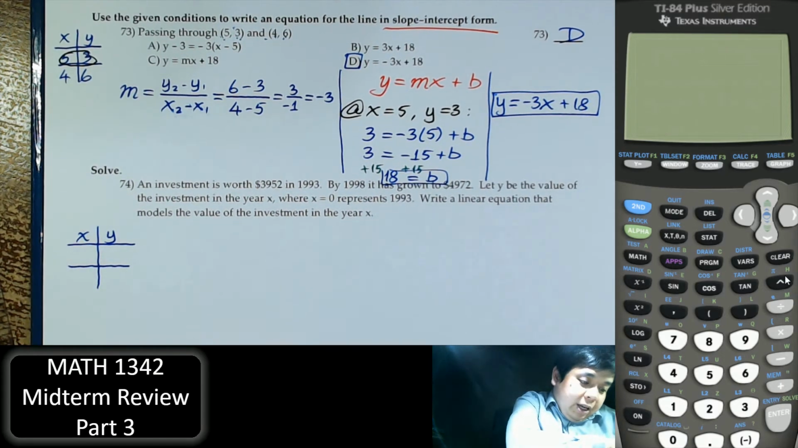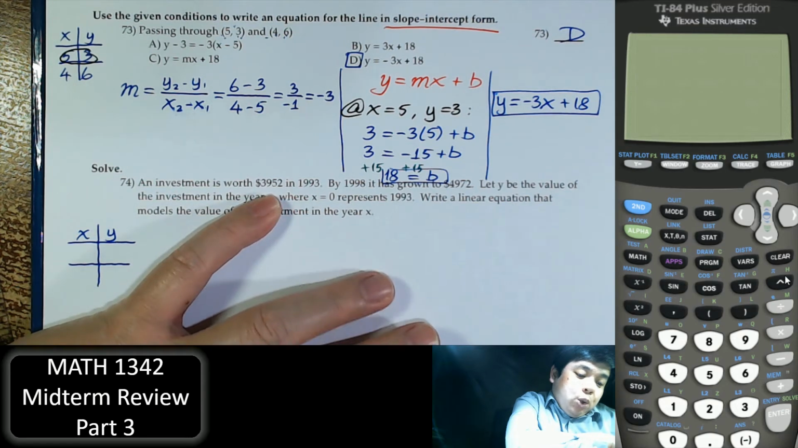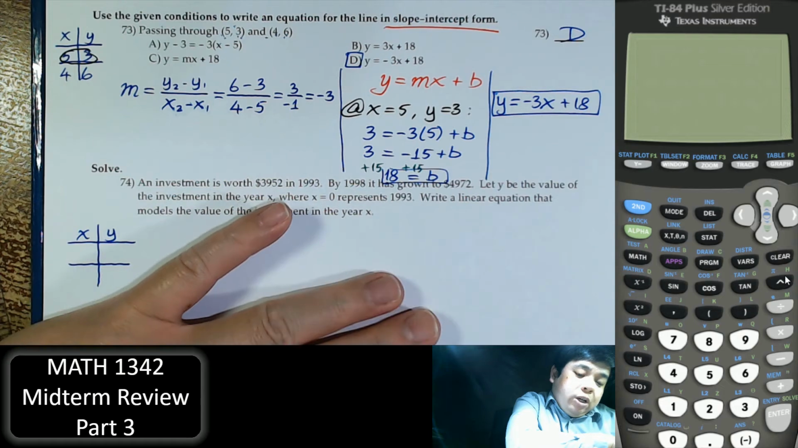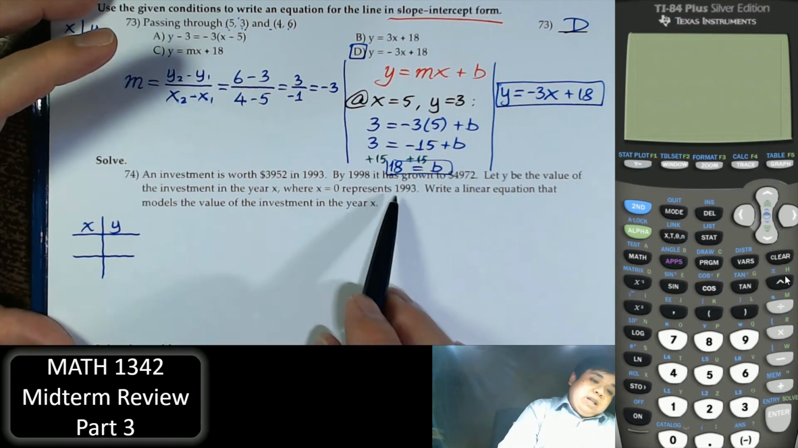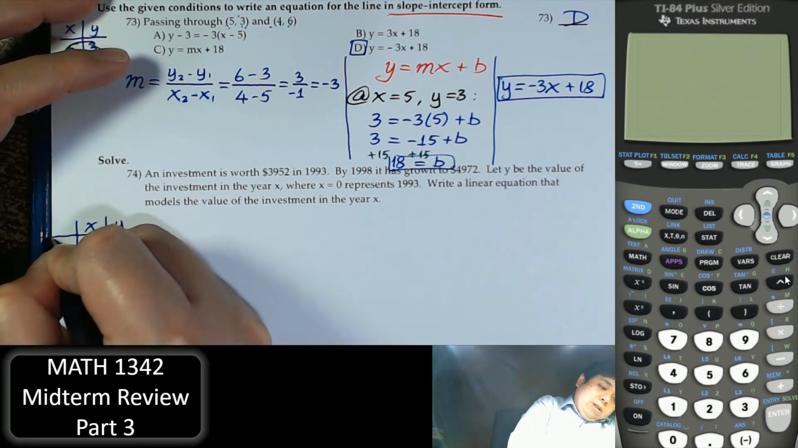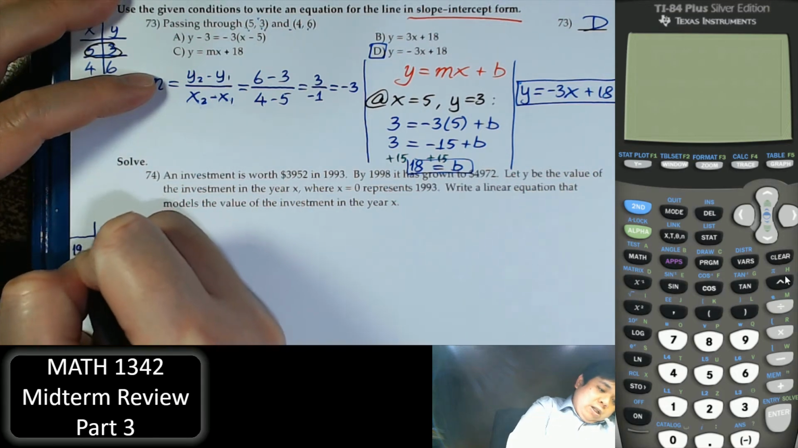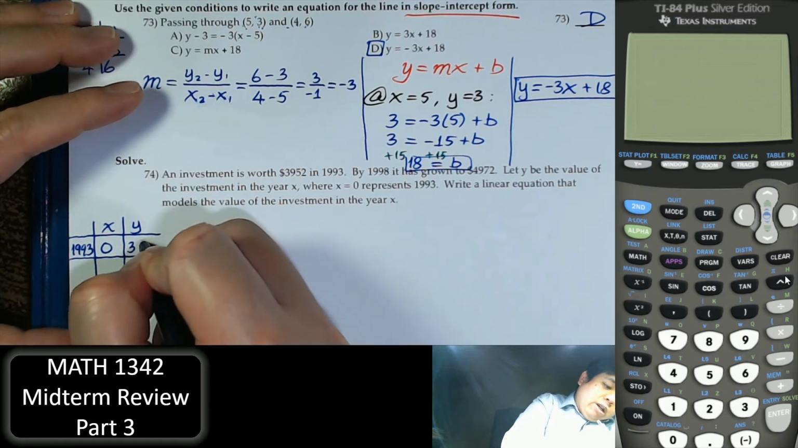Right. The investment is worth 3,952 in 1993, and in 1998 it grew to 4,972. All right. Let x equal to 0 represent 1993. So when x equal to 0, that is in 1993, and we have 3,952.